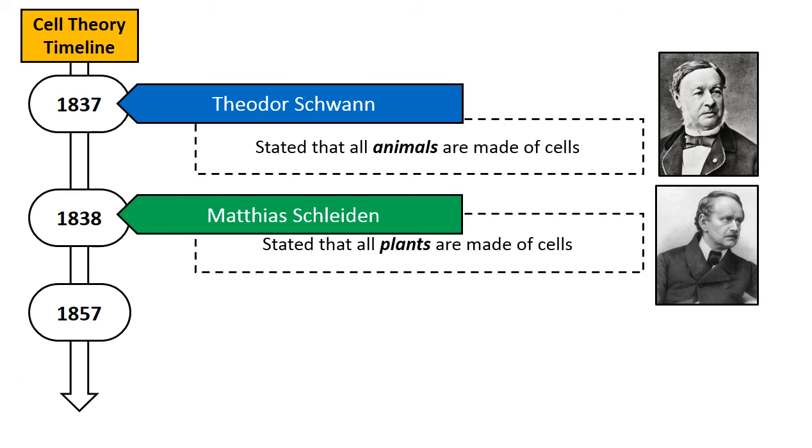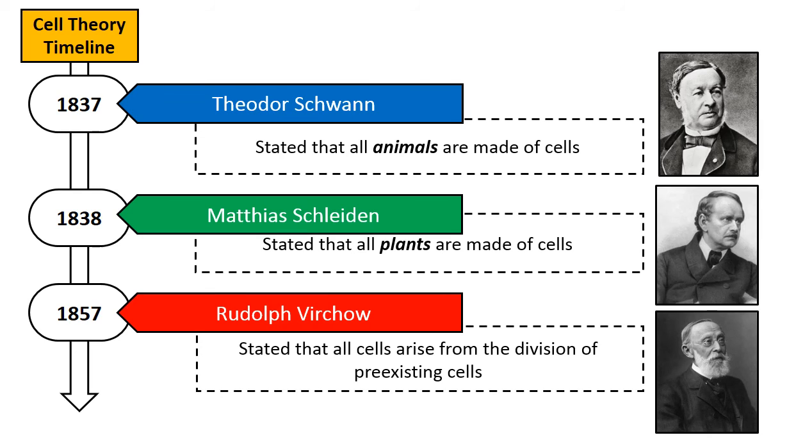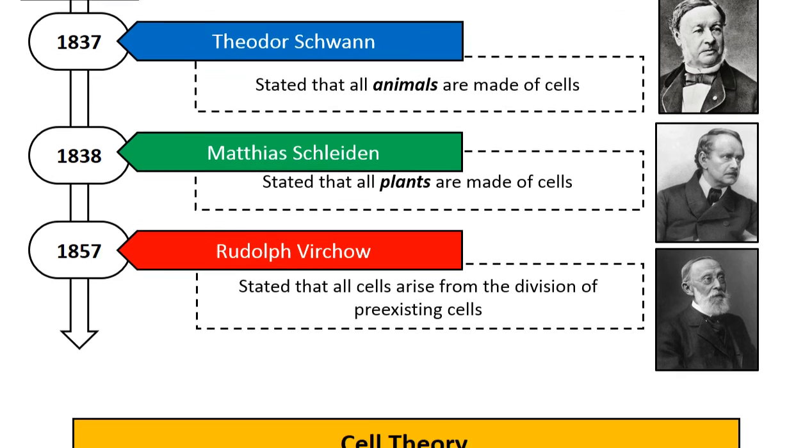And then finally in 1857, we had this guy right here, Rudolf Virchow, who was actually a doctor. And what he said is really important. He said that every cell that we have comes about because another cell divided and gave us that cell. In other words, all cells come from pre-existing cells through cellular division, which means if you kind of follow that logic back in time, it means that every cell has to have come from some sort of original cell.